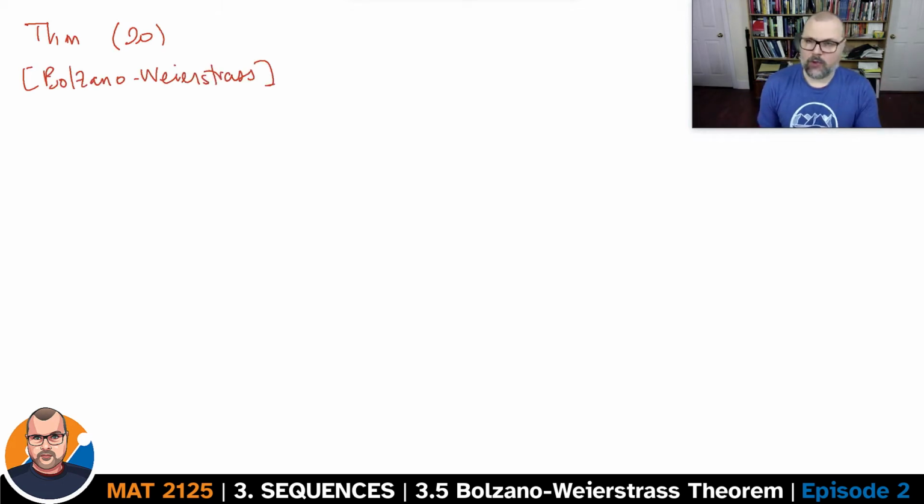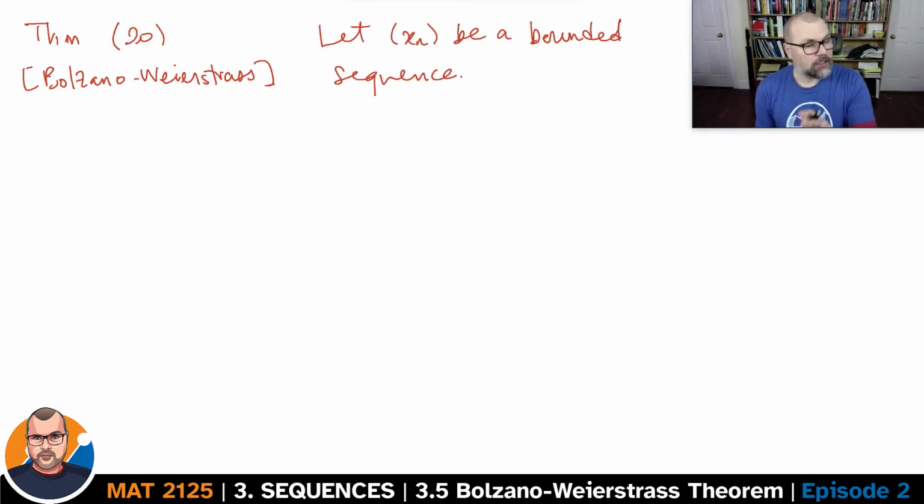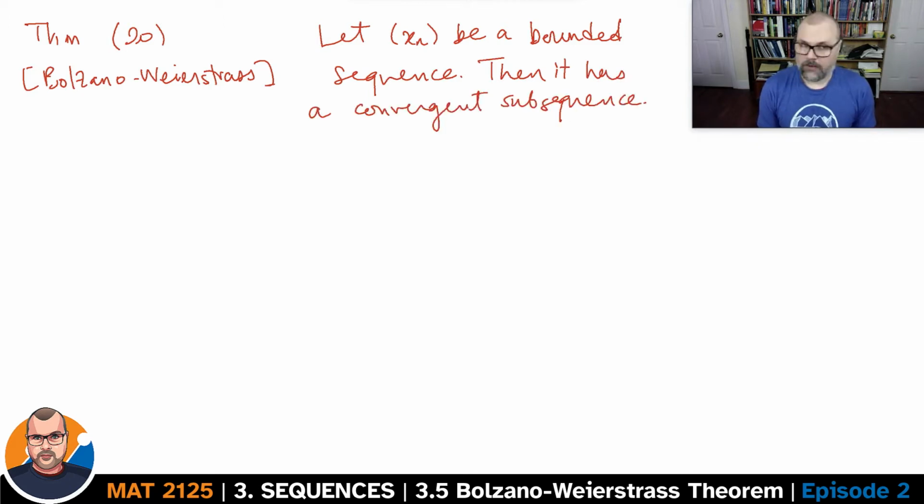The statement, again, is quite simple. Assume you have a bounded sequence, not necessarily convergent, not necessarily monotone, just a bounded sequence. Then it has a convergent subsequence. Let's see what the proof would look like.